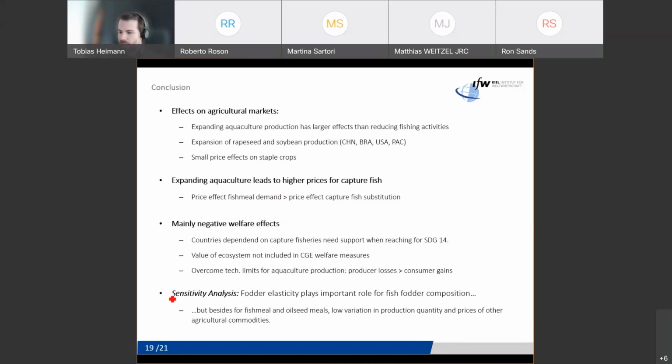What I didn't show in these slides because of time constraints is that we did, of course, a sensitivity analysis. This elasticity parameter plays an important role for the fodder composition and also affects the prices of fish meal and oilseed meals. But when you look at the different scenario results and the changes between the scenarios, there is only a very low variation for other crops. So the differences in spillover effects depending on this elasticity parameter are not so big.